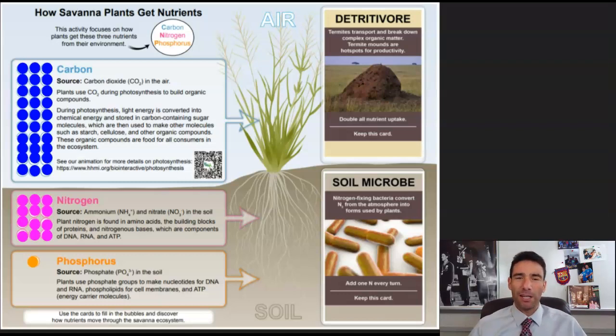So I hope that by playing this exciting game, you've seen a little bit of how certain nutrients exist in different parts of the ecosystem, in the atmosphere, the biosphere, and the lithosphere, and how those nutrients are able to move from living things to non-living things, back to living things in these biogeochemical cycles.